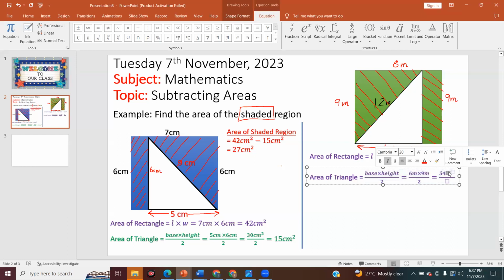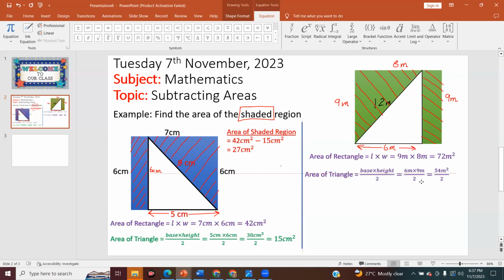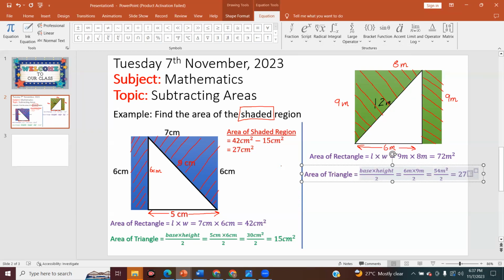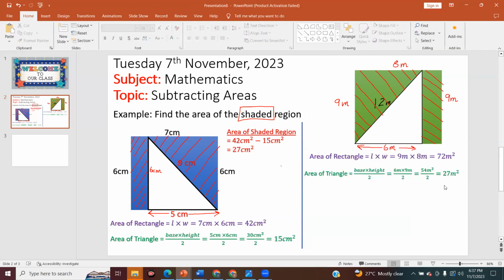54 meters squared. Now we have to divide that by what? 2. And what is 54 divided by 2? 27 meters squared. Okay, good. How many persons got 27 for this one? Very good. 27 meters squared. Notice that for this one, we do not use centimeters because the question is written in terms of meters. So that's why we use meters.